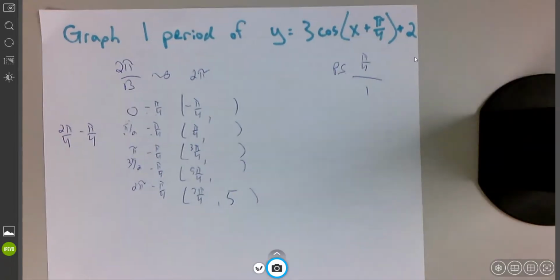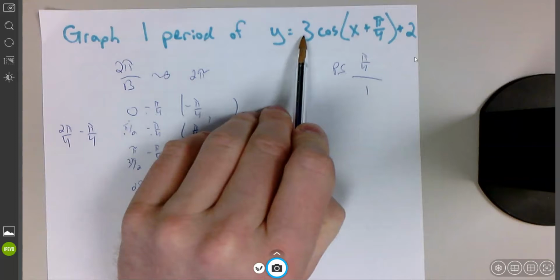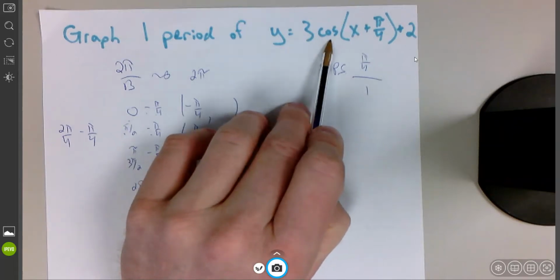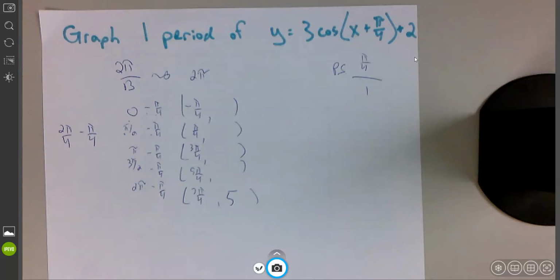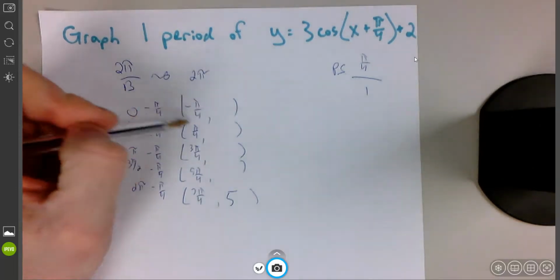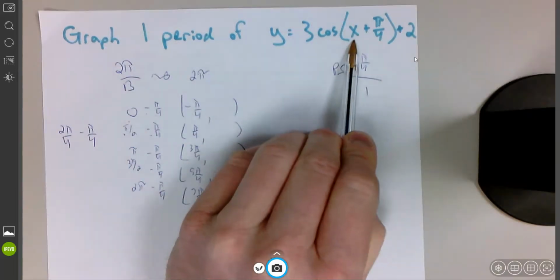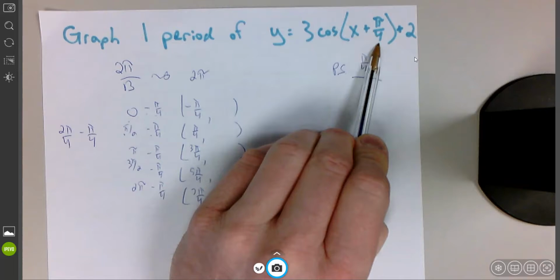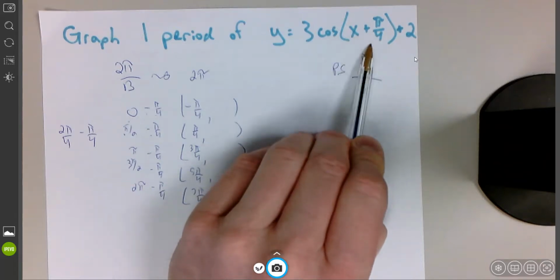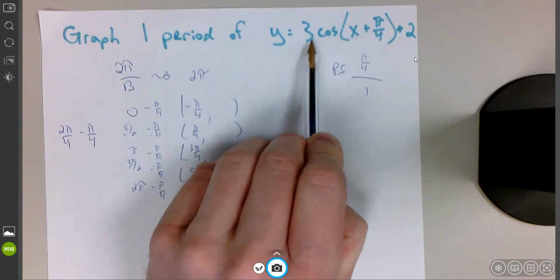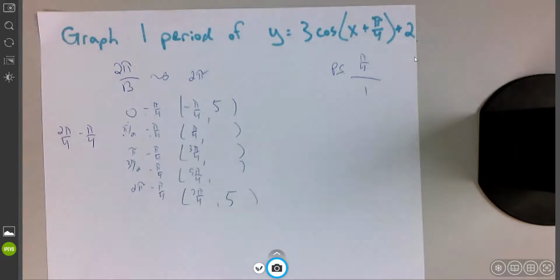Okay, but let's keep going with cosine. This is a positive amplitude. Well, they're always positive amplitudes. So this is a positive a value. So I know my cosine is going to start at a maximum. Okay, let's plug in negative pi over 4. Negative pi over 4 plus pi over 4 is 0. Cosine of 0 is 1. 1 times 3 is 3. 3 plus 2 is 5.